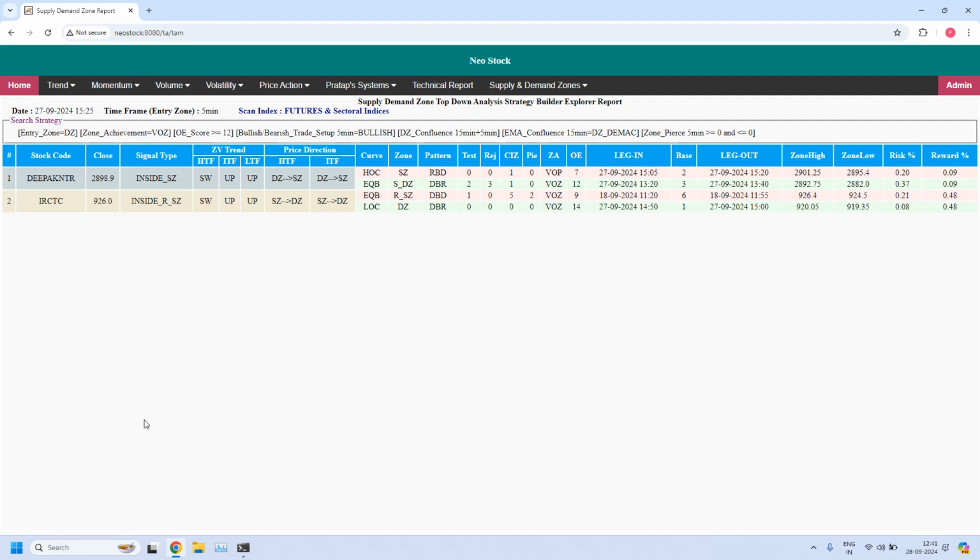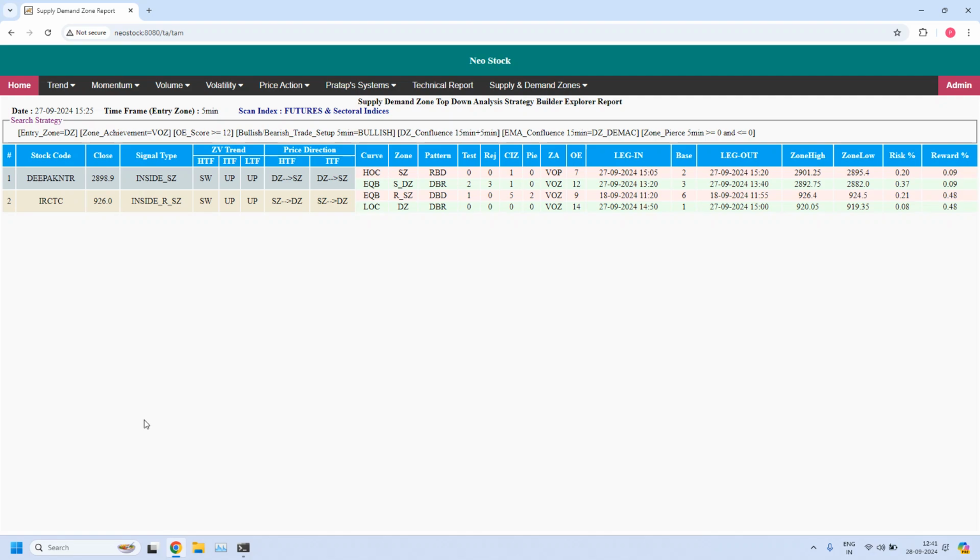So these 2 demand zones are supporting high probability setups, because they are supporting bullish trade setup for hourly income trade, and the 5 minutes entry zone is part of the 15-minute zone, and these 15-minute zones are having daily EMA confluence.